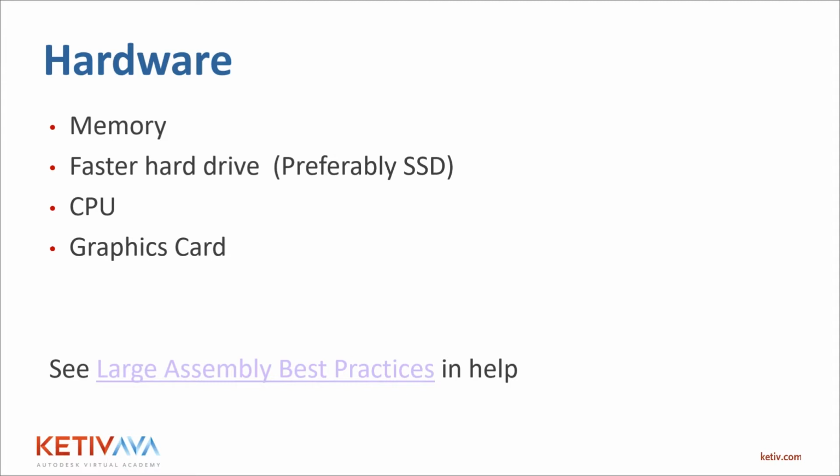But again, this is how I like to sort of invest my time. I do this in this order. I look at memory first, I look at a faster hard drive, I look at the CPU, and believe it or not, the graphics last. There are a lot of really good, capable graphics cards out there now, and Inventor is using less graphics resources than ever. So it's a lot less taxing in terms of graphics resources.